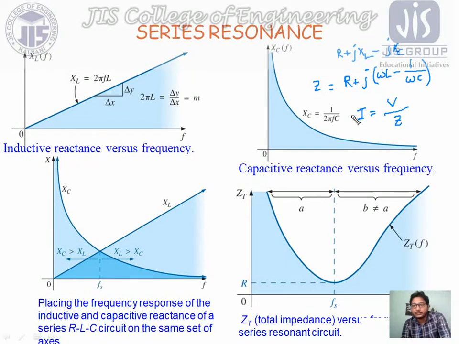And similarly, the voltage across the inductor will be this I multiplied with this omega L quantity, and similarly the voltage across the capacitor will be I multiplied with this quantity, right?